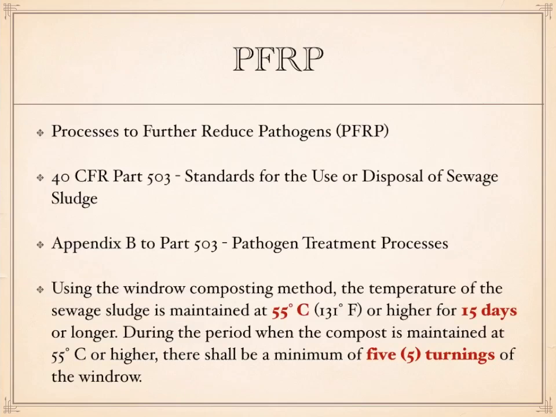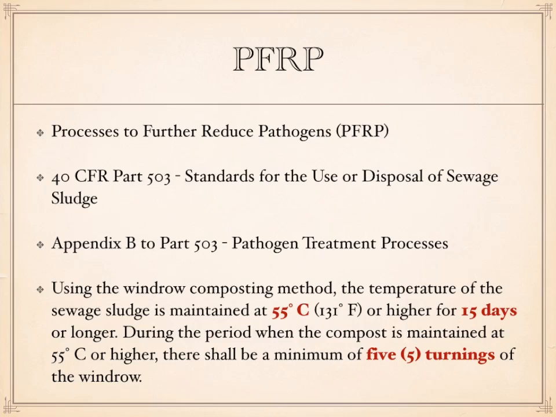PFRP means Processes to Further Reduce Pathogens, and it is taken from Title 40 Code of Federal Regulations, Part 503, Standards for the Use or Disposal of Sewage Sludge. Why the reference to sewage sludge or biomass? Because the components of composting may contain pathogens that must be neutralized to be considered safe.